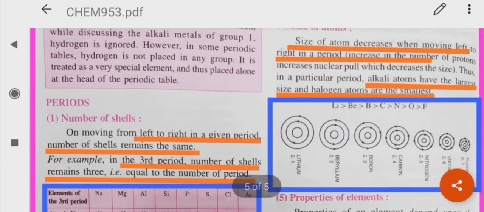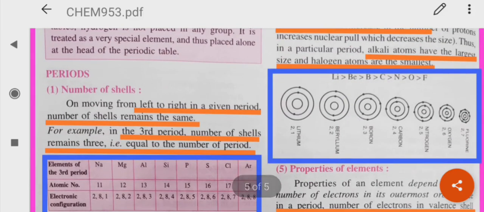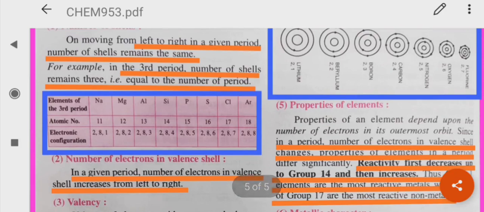Size of atom decreases when we move from left to right in a period. So you see the size of atom goes on decreasing. It is because the number of protons goes on increasing, which increases the nuclear pull. Nuclear pull is the pull of the protons on the outermost shell, and the shell comes close to the nucleus. Hence, alkali metals have the largest size and halogens have the smallest size in a particular period of the periodic table.